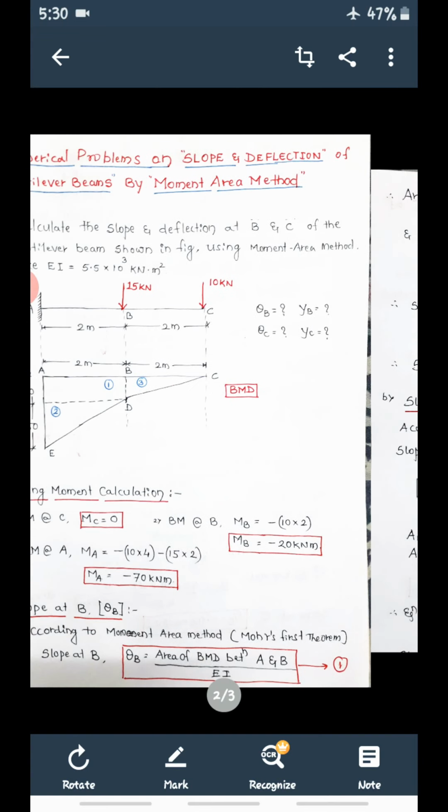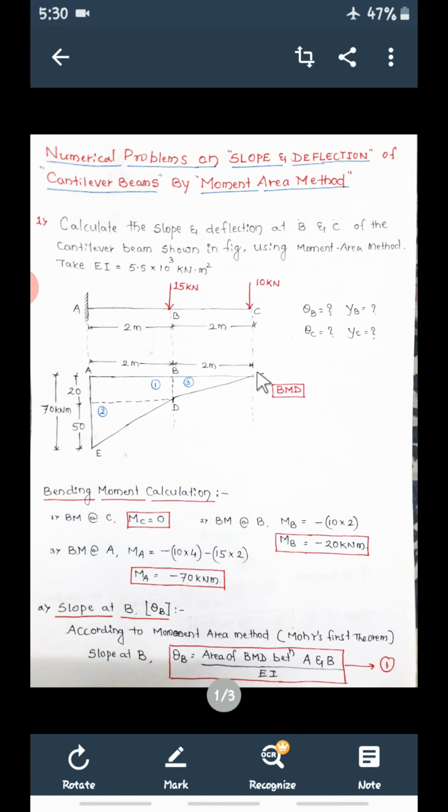Again, why is it C and A? Because we have to calculate the slope at C, and the slope at A is 0. So now we consider the portion between C and A. The area we have to consider is between C and A. How many areas are there between C and A? That is 1, 2 and 3.